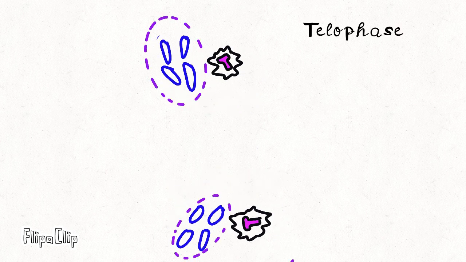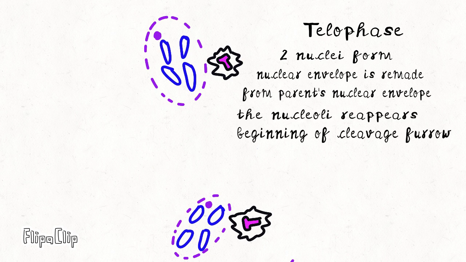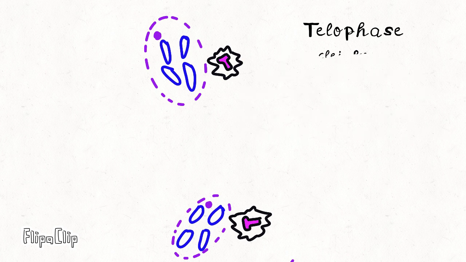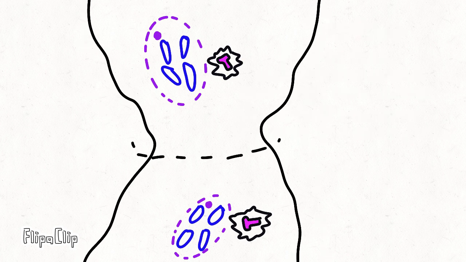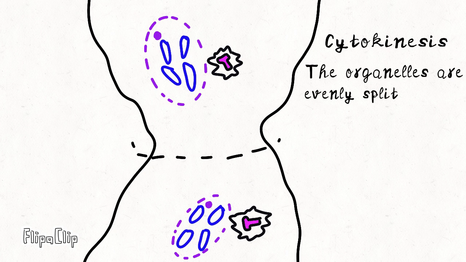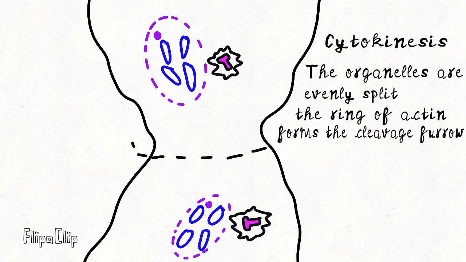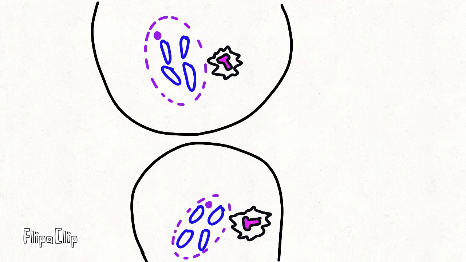In this phase, the two daughter nuclei are formed, and the nuclear envelope is formed from the parent's remnant nuclear envelope. And any remnant spindle fiber is depolymerized. In cytokinesis, the organelles are split evenly across the cell, and a ring of actin forms a cleavage furrow.